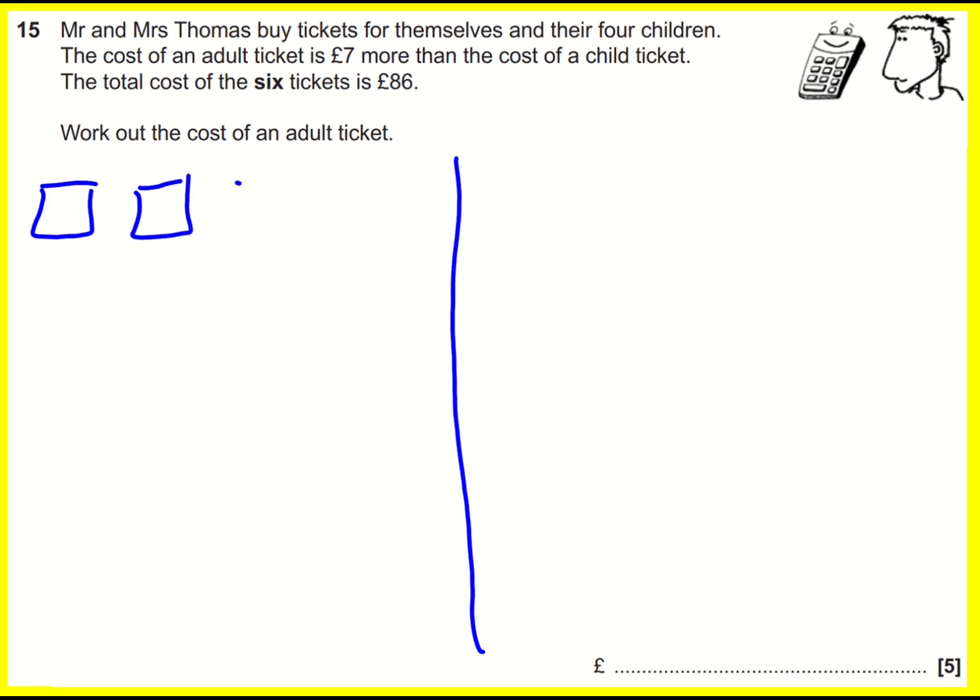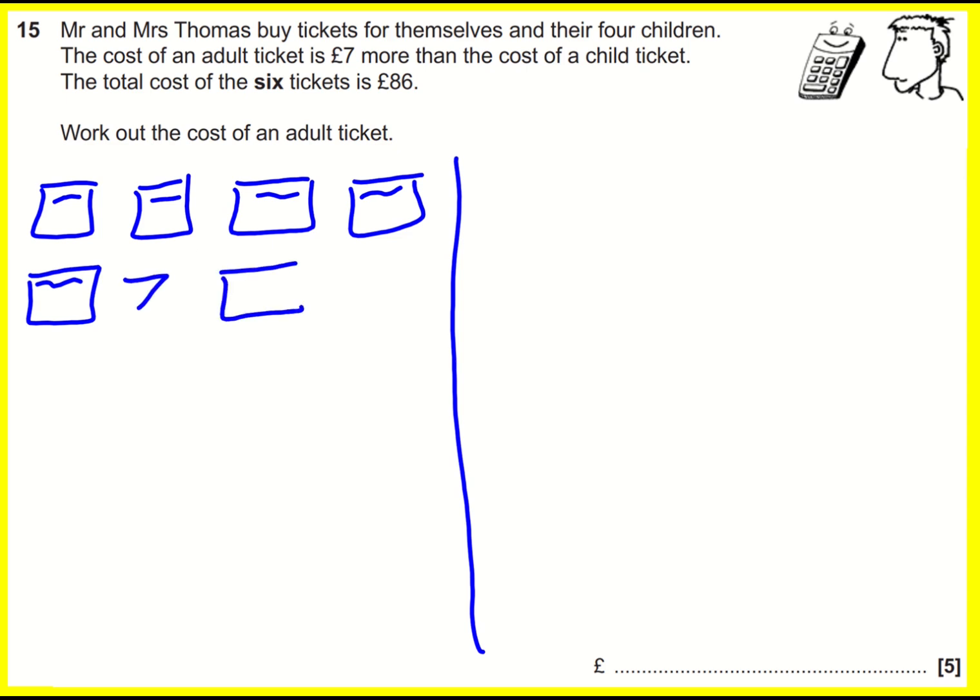I'm going to first of all draw the children tickets on, just these little tickets that we've got writing on. And then the adult tickets, well, I've got the ticket. By the way, the picture represents the price of a ticket, not just the ticket itself. So this is the price of a child's ticket. So for the adult ticket, I also have to add on £7. I'm just going to put a little 7 there.